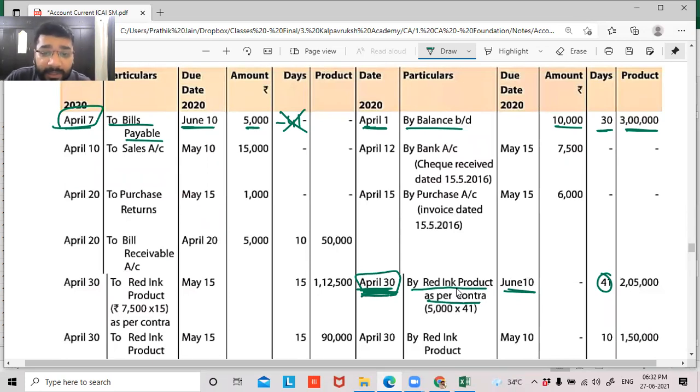So this is account current statement date, by reading product as per contra, June 10, 41 days, guys. So 41 days into amount. What is the amount? 5,000 rupees is the amount. You can mention the amount, nothing wrong here. But if you mention the amount here, when you do the balance, carry down and brought down, that is when you balance the amount column, it will be a problem. That's why they are not putting it. So please don't put it. You can put it in the bracket here, 5,000 into 41. So can I say you'll get 2,05,000 rupees, guys?